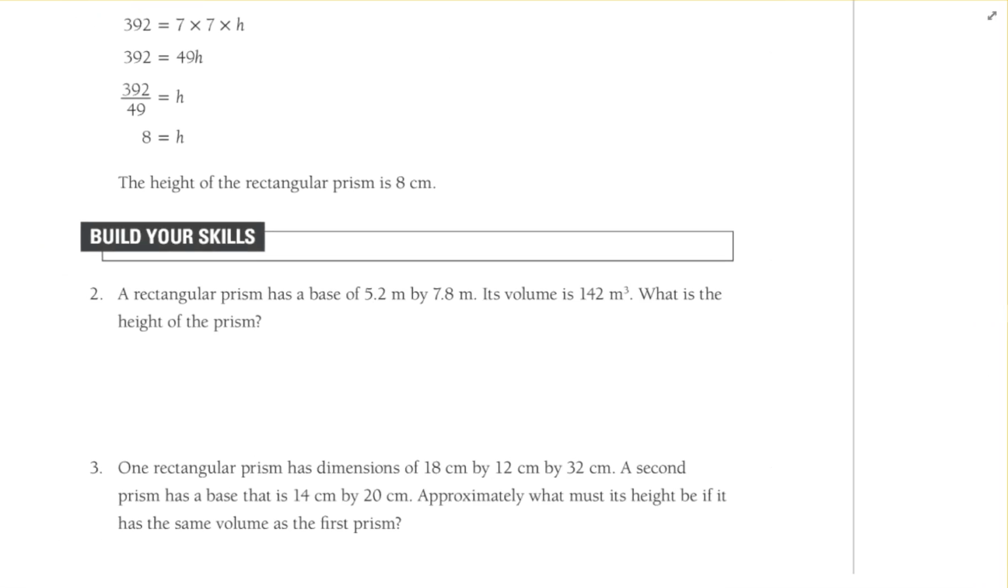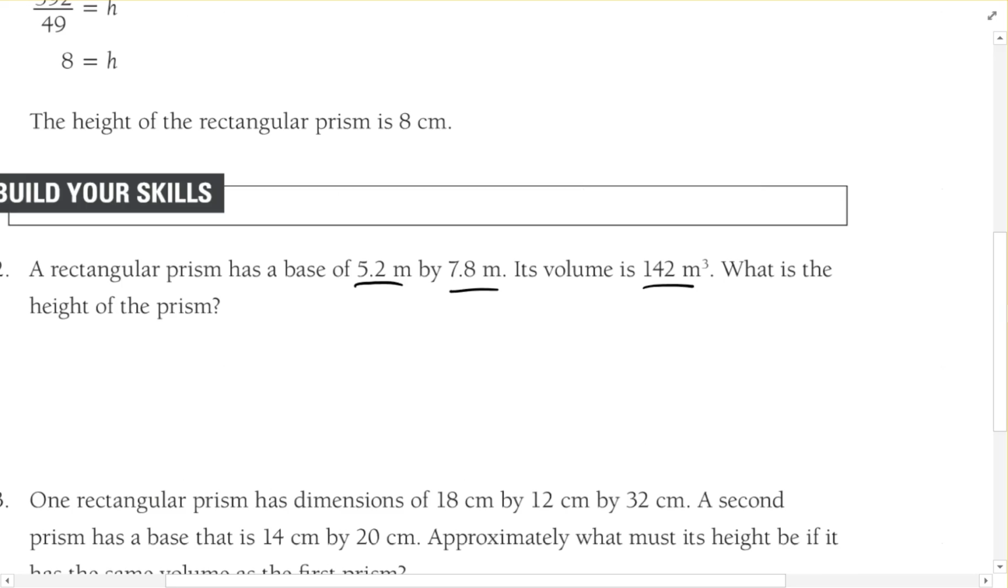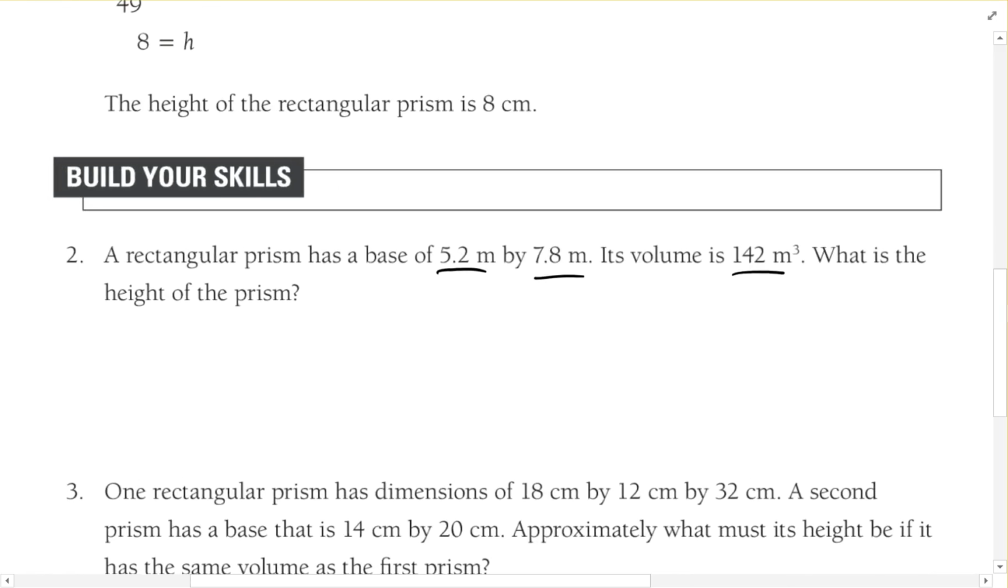Okay, now we're going to have these type of ones. So it says a rectangular prism has a base of that by that. And this time it gives you the volume. And it says, what is the height of the prism? So let's start off with our formula. So the formula is volume is equal to length times width times height.